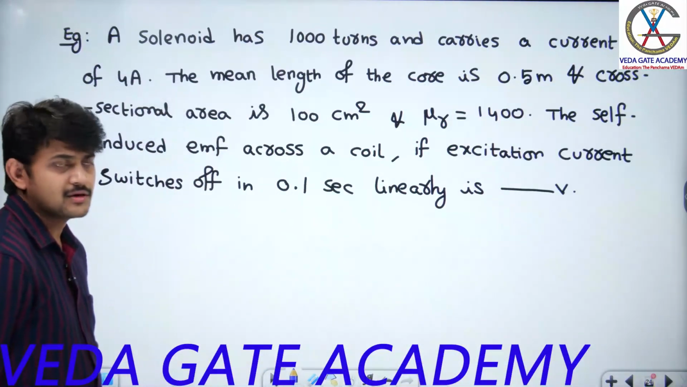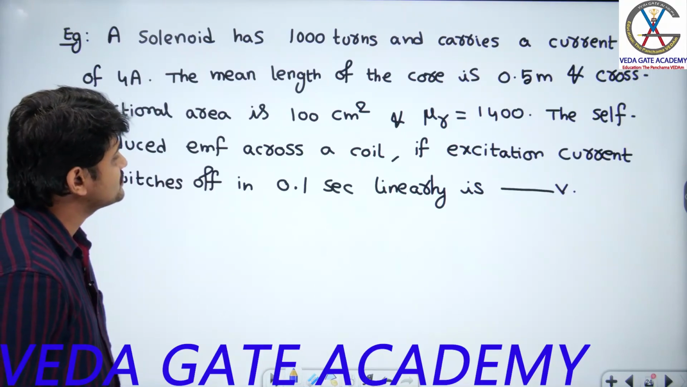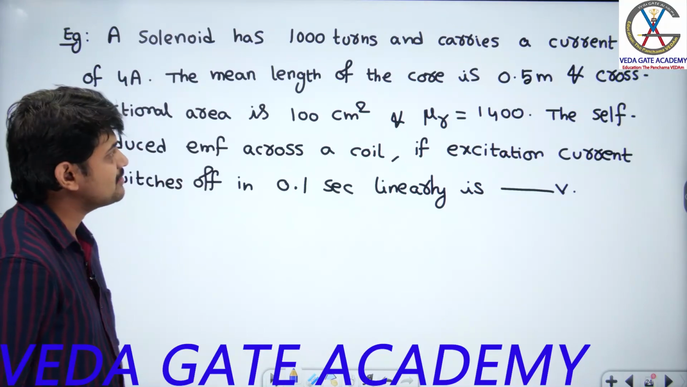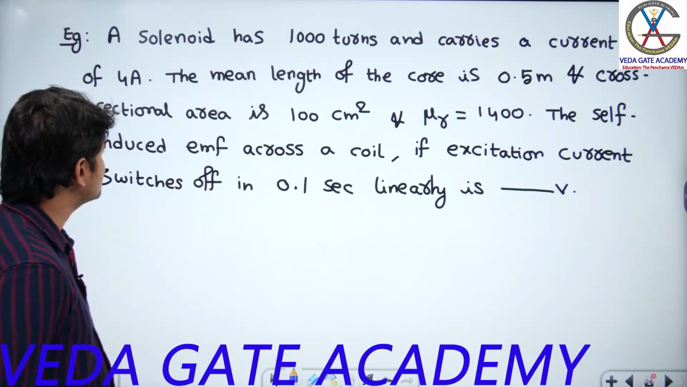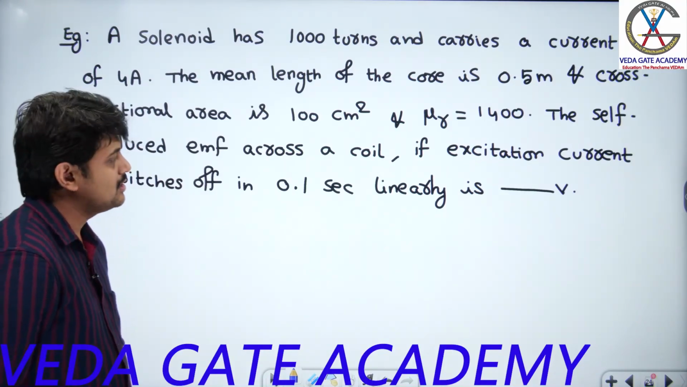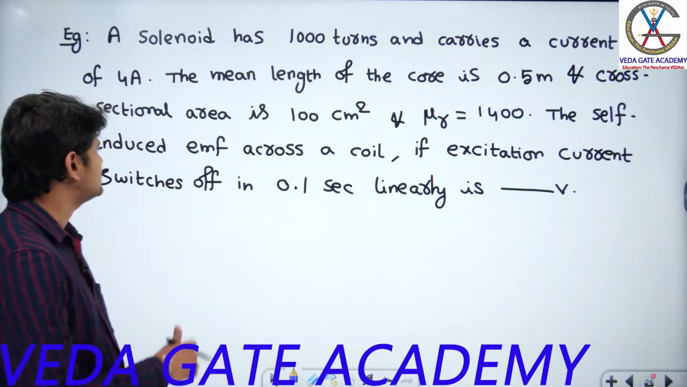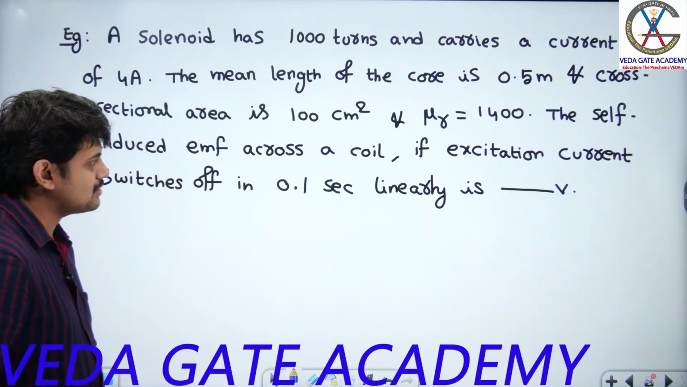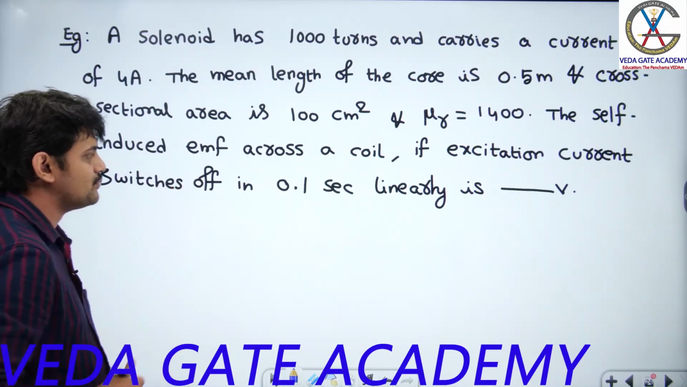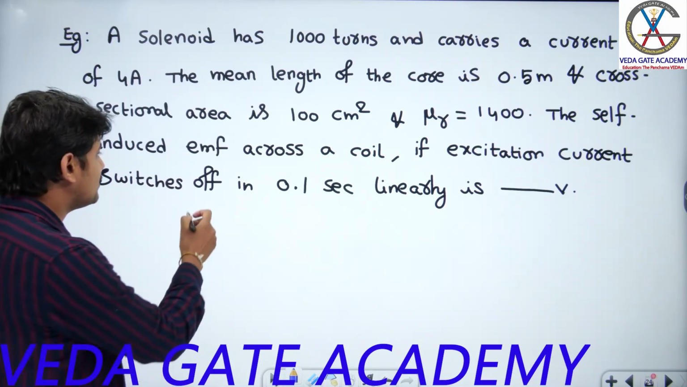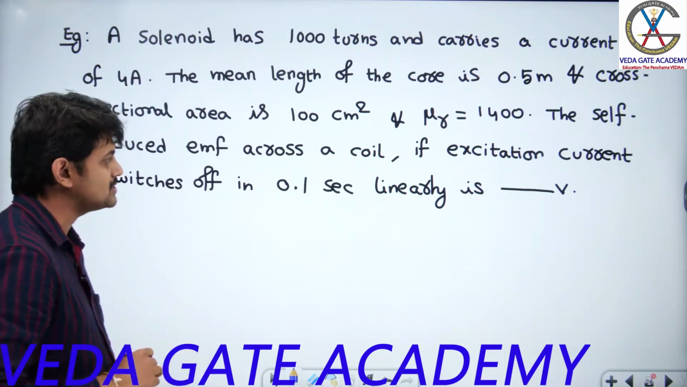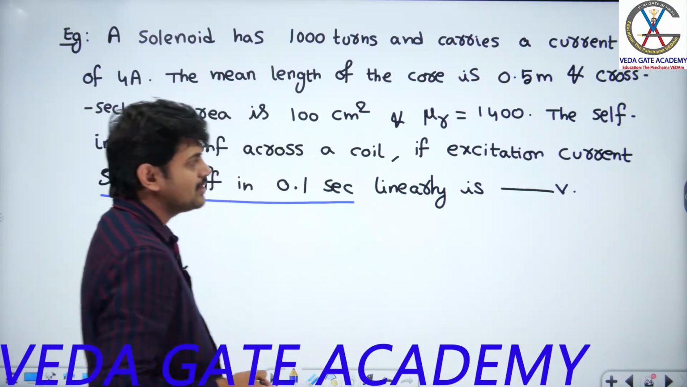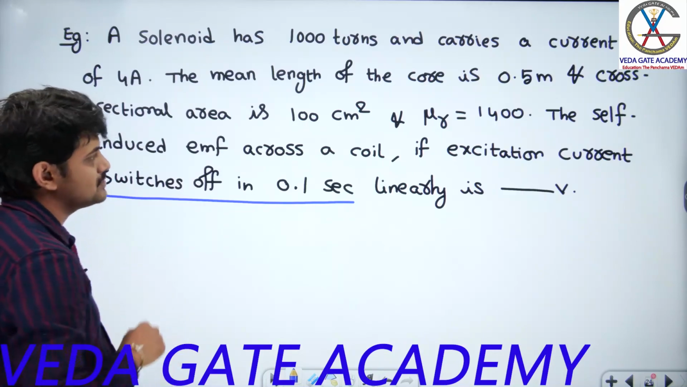First, try to read the question. A solenoid has 1000 turns and carries a current of 4 amperes. The mean length of the core is 0.5 meters and the cross-section area of the core is 100 centimeters square. The relative permeability is 1400. We need to determine the self-induced EMF across the coil if the excitation current is switched off in 0.1 seconds linearly. So it is switched off in 0.1 seconds, not at 0.1 seconds.